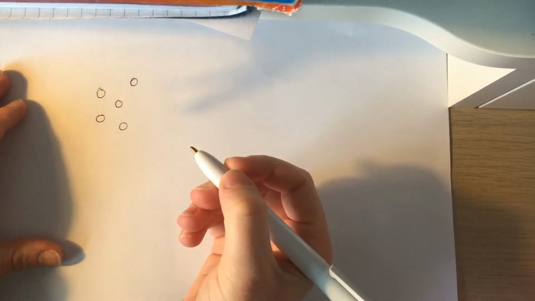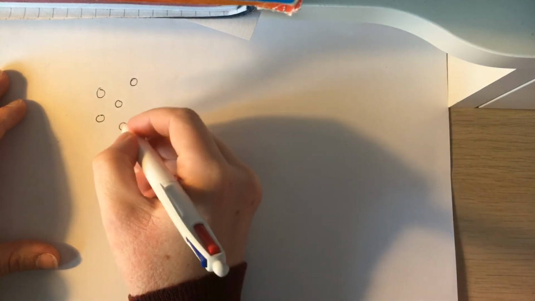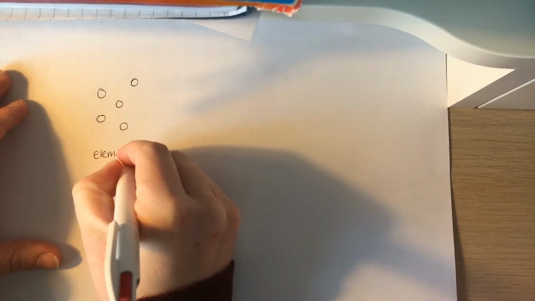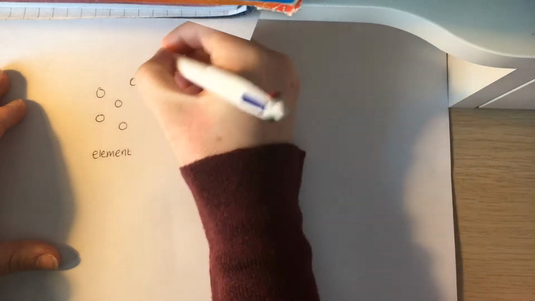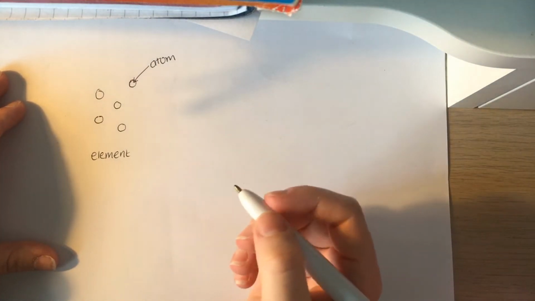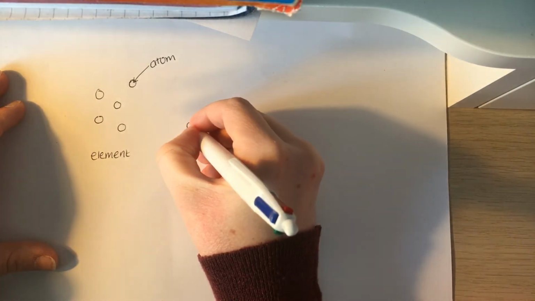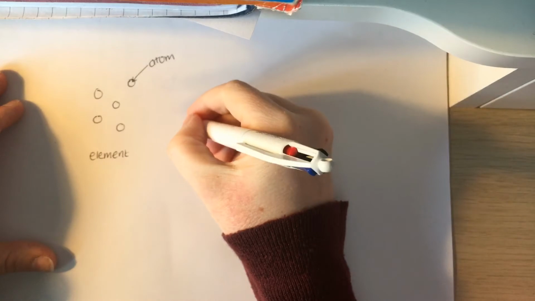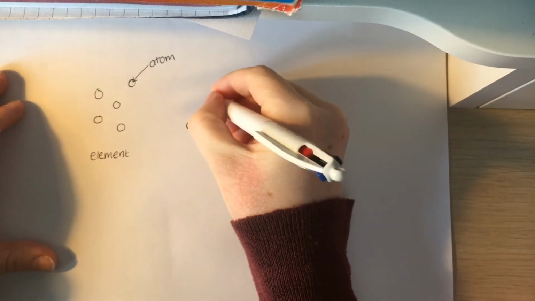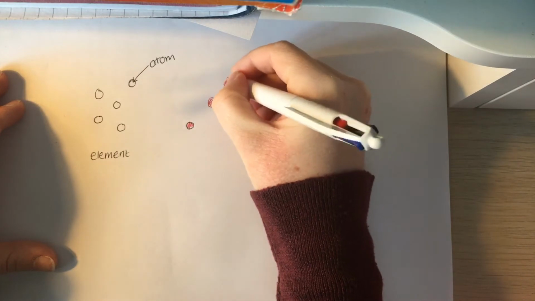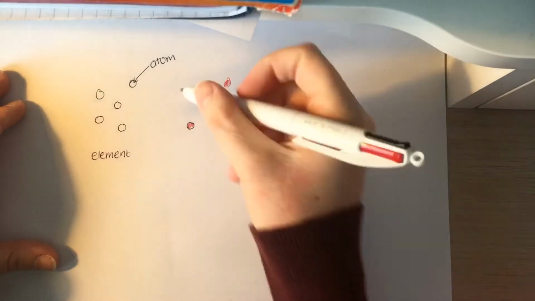So when all of the particles are exactly the same, all of the atoms are exactly the same, this is called an element, and each one of these is an atom. Okay? Now sometimes we get different types of atom. So let's do some red ones and some blue ones.